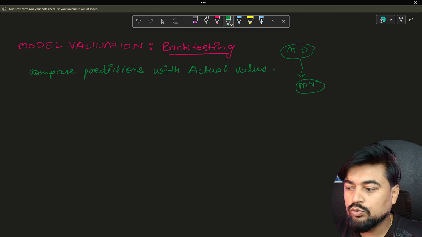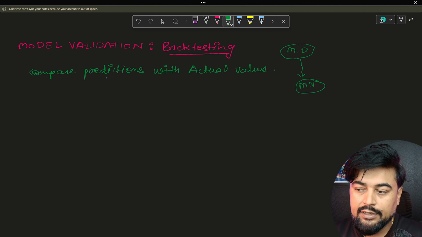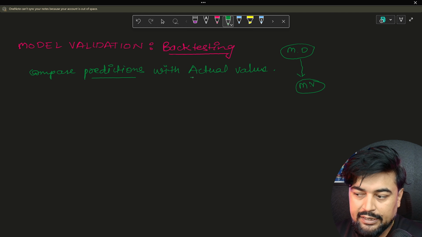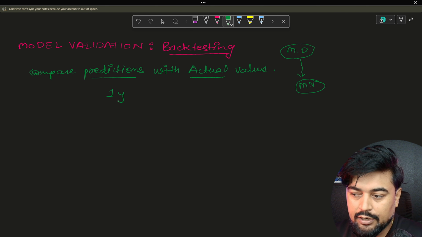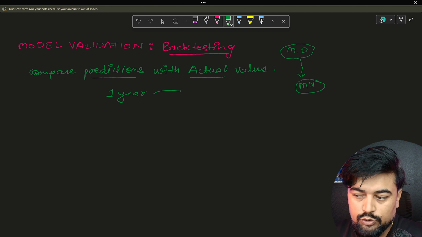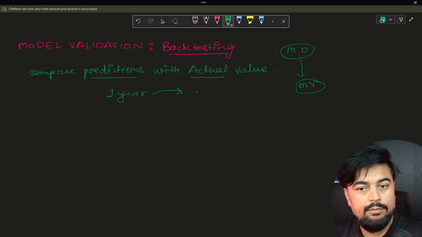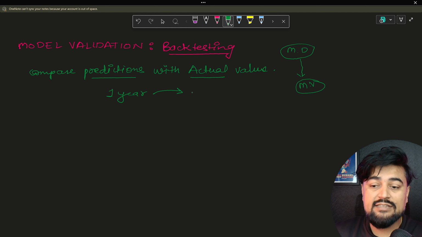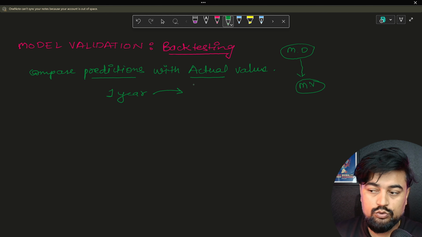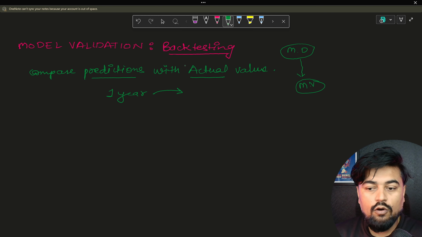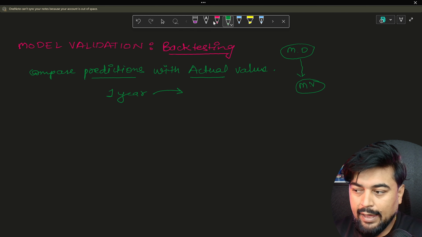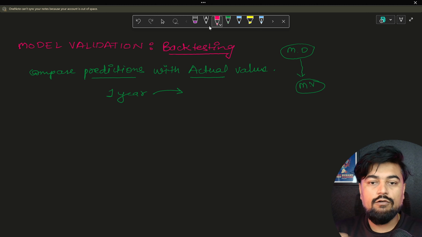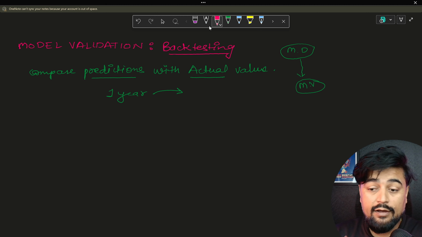That's why it is known as backtesting, because you are going back with your predictions and comparing them with the actuals. Let's say you built a model 1 year ago. You will compare the predictions you made 1 year back with the present and check how many predictions were correct. That process is known as backtesting. To perform backtesting, there are certain techniques which are usually followed. Backtesting is not based on just one technique, so you have multiple techniques.